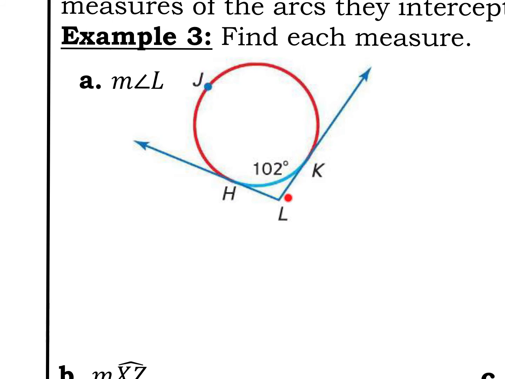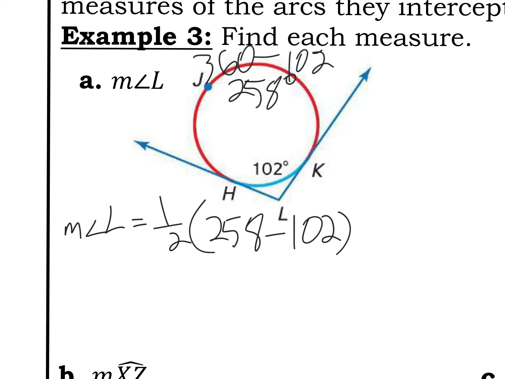For my first example, I'm going to figure out angle L. What I need to do before I figure out angle L is figure out what arc HJK is going to equal. And so that one is just 360 minus 102. And 360 minus 102 is 258 degrees. And so then I can just apply the formula. I'm going to do 1/2 of the difference of 258 minus 102. Make sure you do the big one minus the smaller one, because you never want to get a negative answer here. And that's just going to give you 78 degrees.